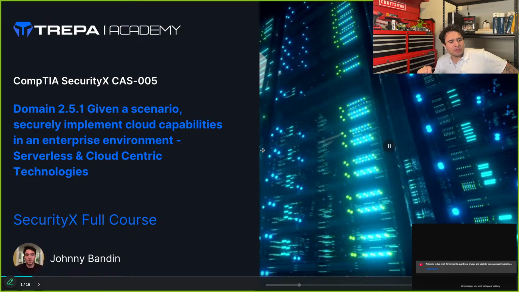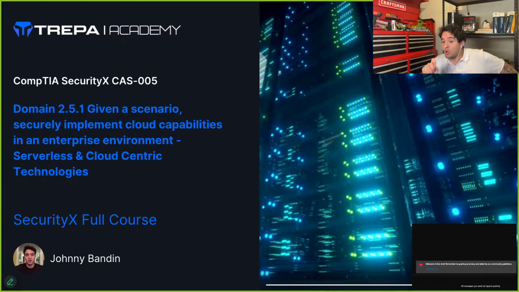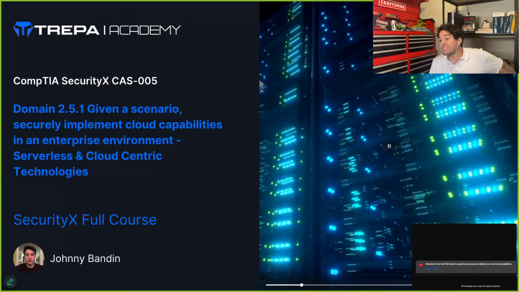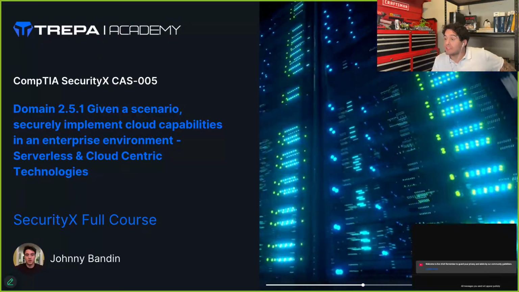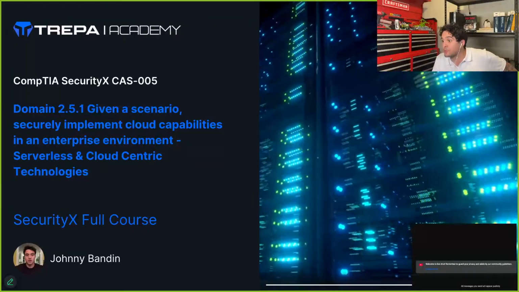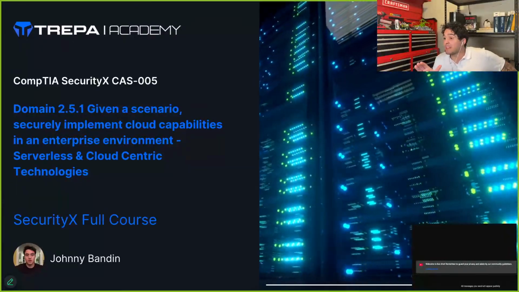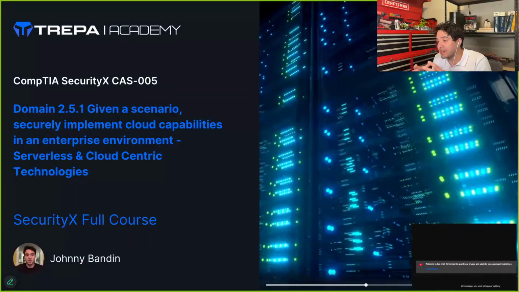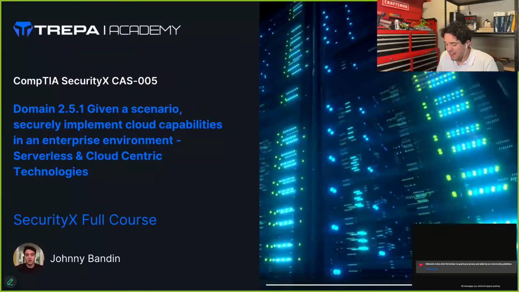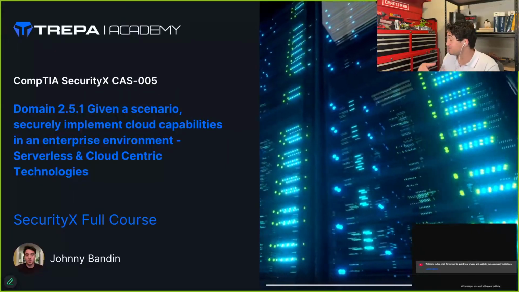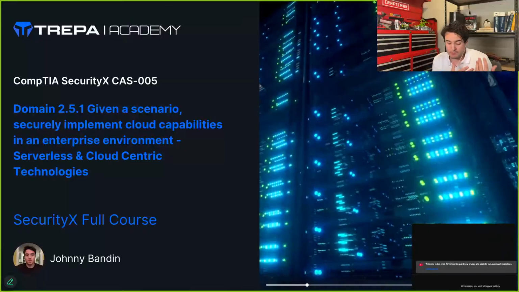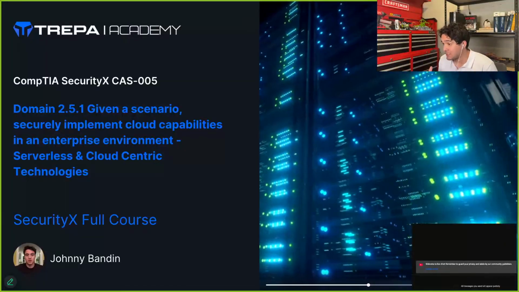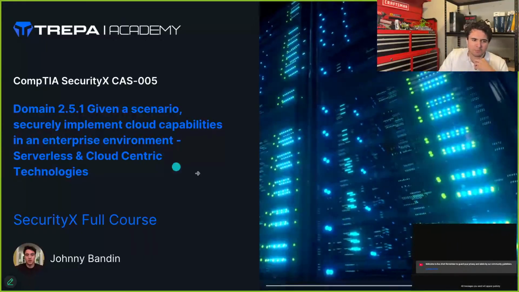given a scenario, securely implement cloud capabilities in an enterprise environment. We're gonna go over serverless and cloud-centric technologies here. Very important section because the cloud is an attack surface. It expands your attack surface and we need to know how to lock it down. A lot of times that starts with cybersecurity fundamentals again, starts with IAM, identity access management, but then also looking at all the microservices that you may have, all the services running that have something publicly exposed or something that could be exploited. A lot of times we're looking at API security here. So let's jump into it.